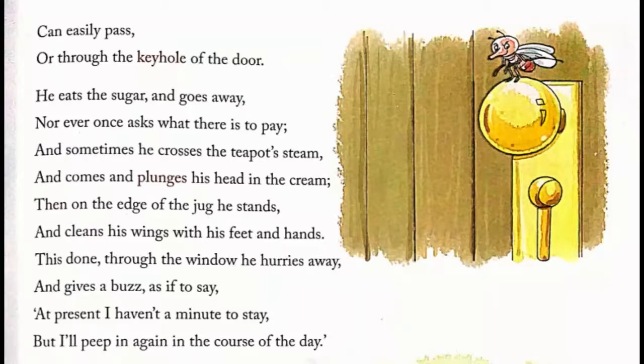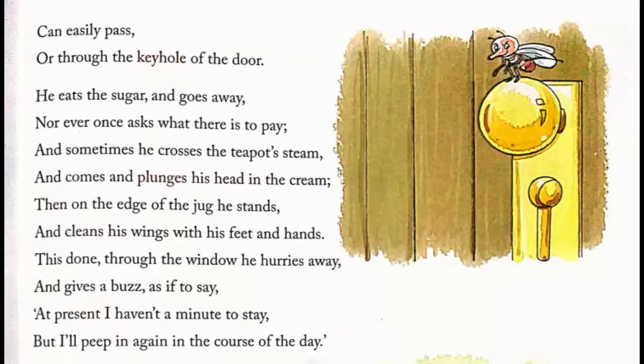Stanza 2. He eats the sugar and goes away, nor ever once asks what there is to pay. Whenever we humans buy anything, we have to pay, we have to give money to the shopkeeper. But these flies, they don't have to pay anything. They eat the sugar, they eat anything, and they go away without paying anything. What a marvelous life they have. We also dream sometimes that it could happen with us. It would have been so wonderful.